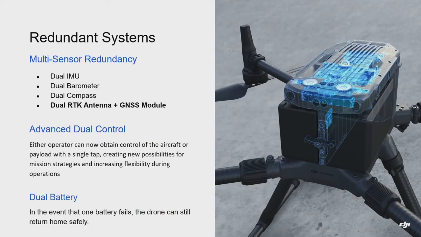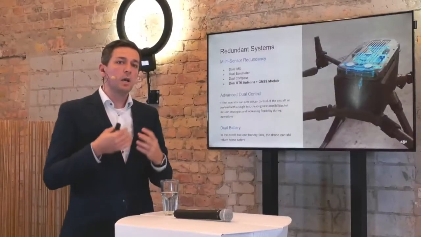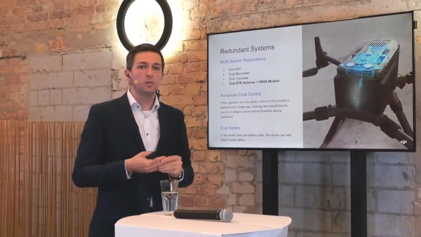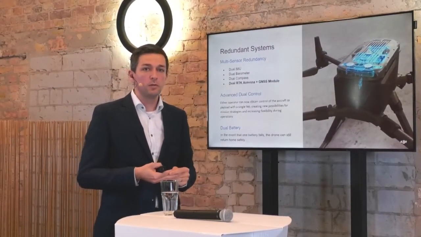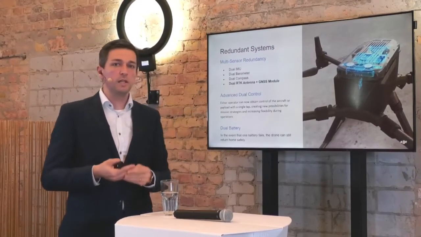So the important parts of the drone shall be made redundant. Here you see on the M300 we have dual IMUs, which are the brain of the drone. We have barometers for knowing the pressure. We have a compass. And here we have a dual RTK antenna and a GNSS module. RTK, so this M300 is an RTK version. That means we have centimeter-accurate positioning information available. So the drone is not only relying on the GPS information.